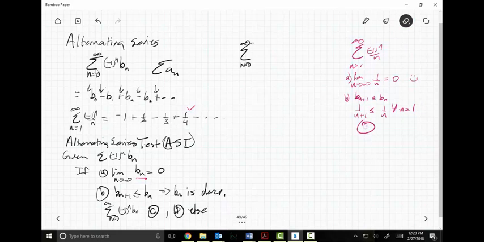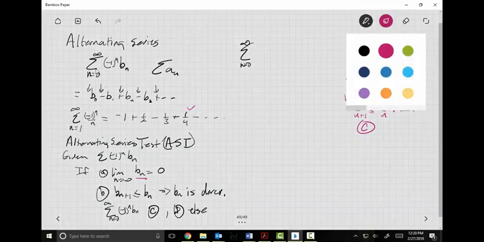Guess what? Our alternating harmonic series converges. Whoa, I said harmonic in my brain, and I wrote divergent. It's converging because these are both good. Yay. Now, let's look at a different one.